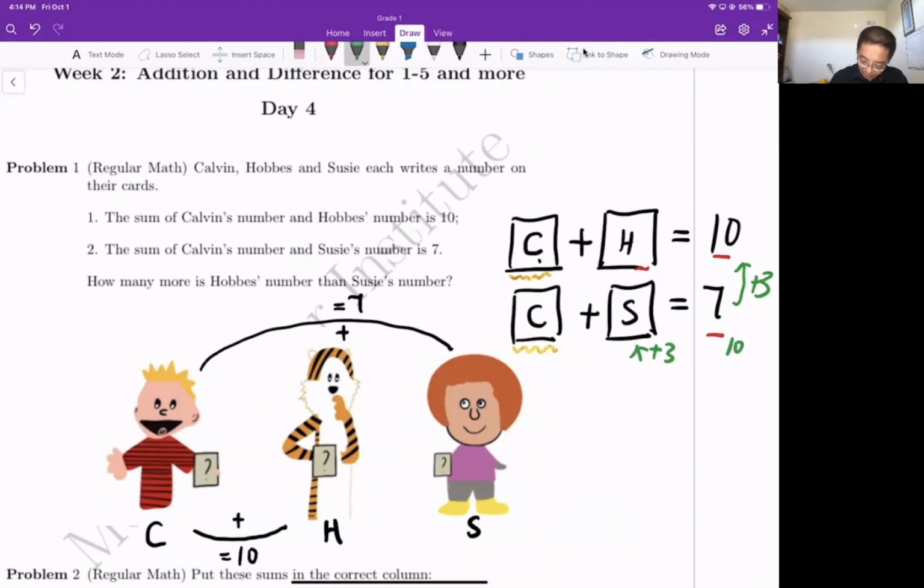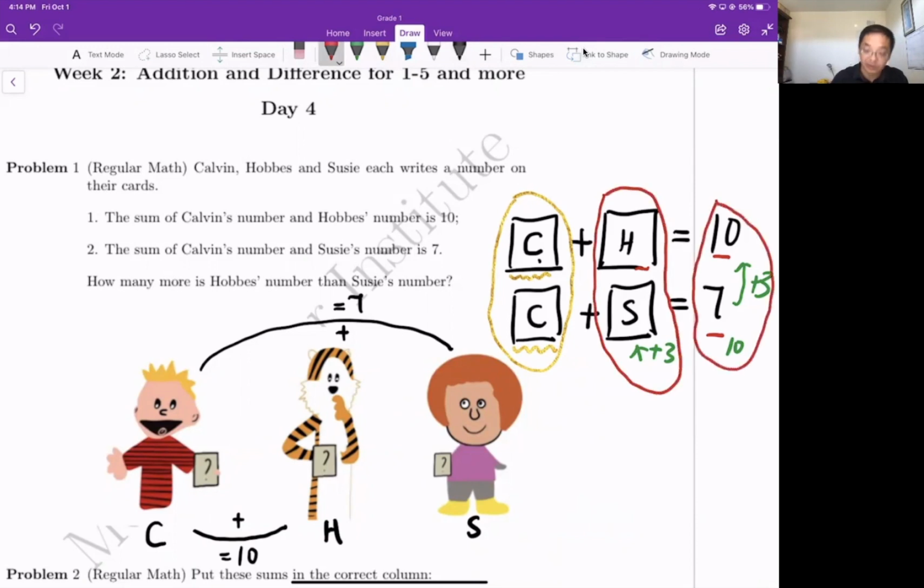You get 10. Then if you compare to this, Kelvin's number is the same. In order to go from 7 to 10, what you should do is Susie's number plus 3, and 7 plus 3 gives me 10. Okay, and we conclude Hobby's number is 3 more than Susie's number.